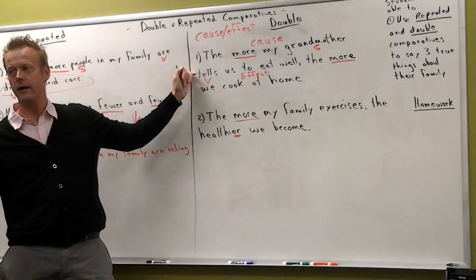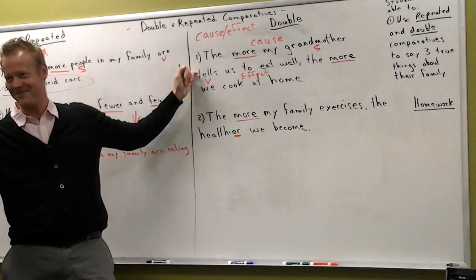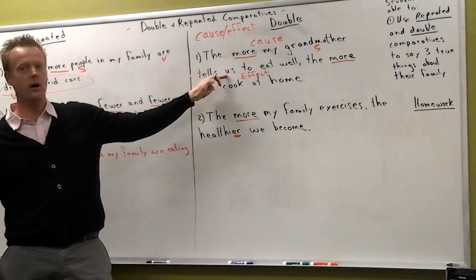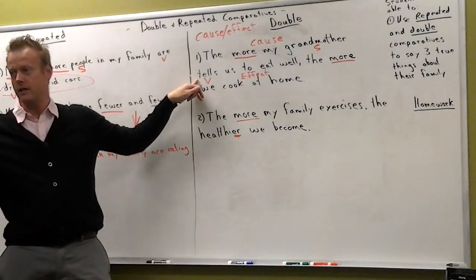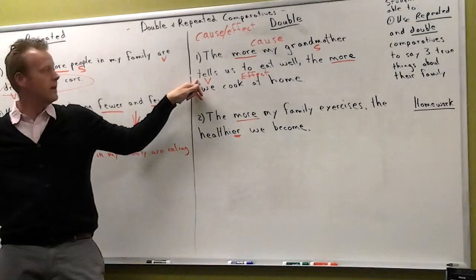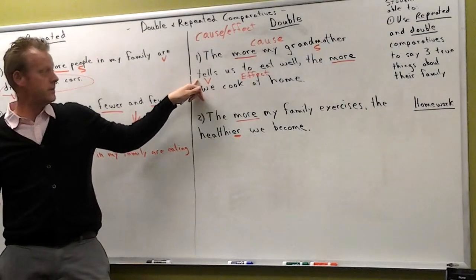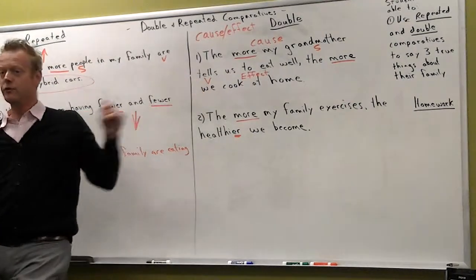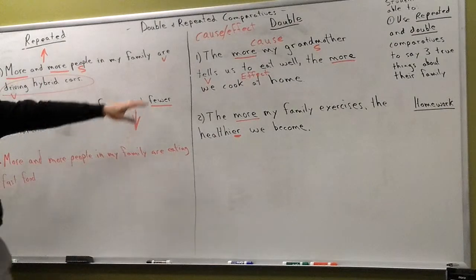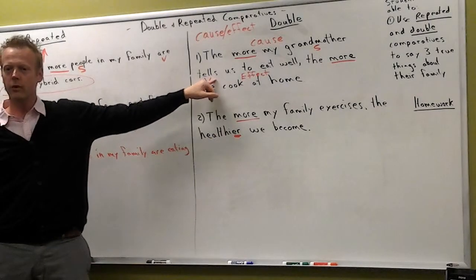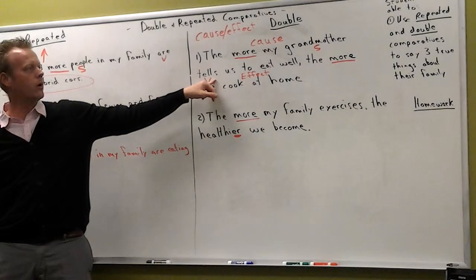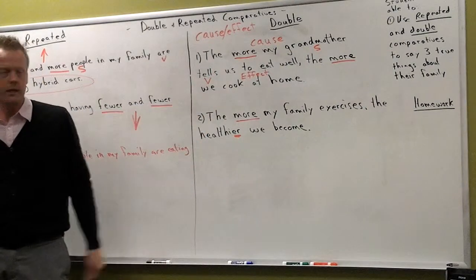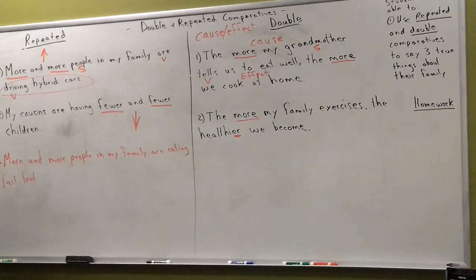Listen, if you want to find a noun clause, you guys learned this in 107, remember? Ask what it's doing in the sentence. If it's acting like a subject or an object, then it's a noun clause. And if you want to find the direct object in a sentence, right after the verb, what do I need to ask? Ask what. The more my grandmother tells what? Us to eat well.